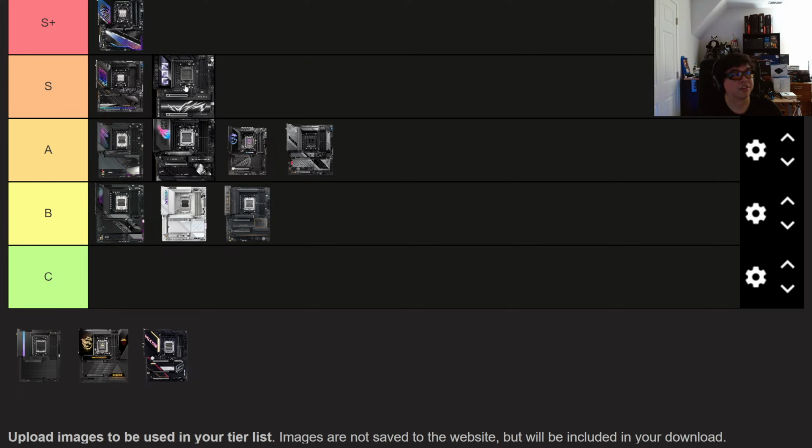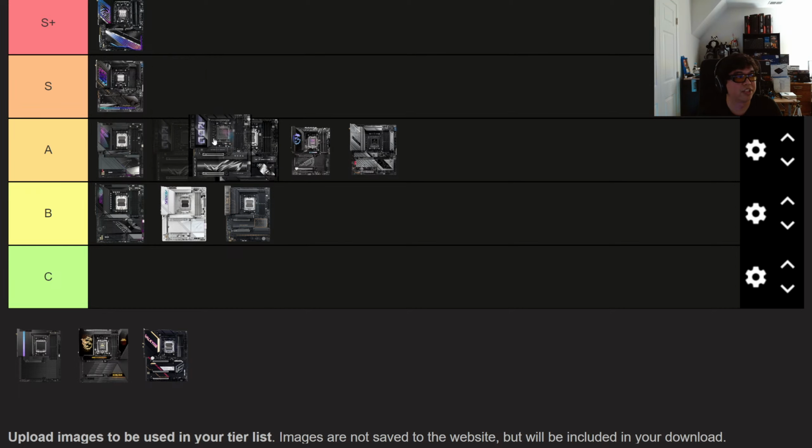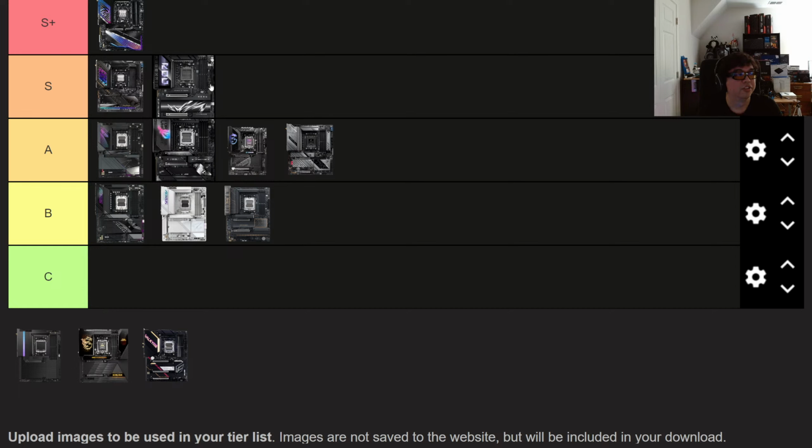So I'm kind of torn on the Hero. Like, the Hero is either S or it's A. Now, you go talk to any hardcore overclocker, and they're going to tell you that the Hero needs to be S. They're not going to say S+, they're just going to say it needs to be S. It's $700, so it is one of the most expensive motherboards for X870E.